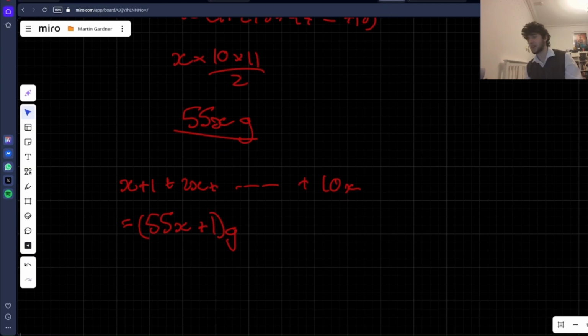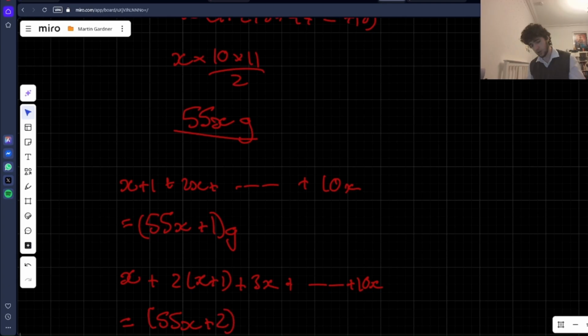If the second stack is fake, right, then what I'll observe is x from the first stack, so I take 1 coin of the first stack. Then I take 2 coins of mass x plus 1 from the second stack, right? So their total mass is 2 times x plus 1 grams, plus 3x all the way up to plus 10x, right? And 2 times x plus 1, that's just 2x plus 2. And so I can combine these things again, and actually what I'll get this time is 55x plus 2 grams.